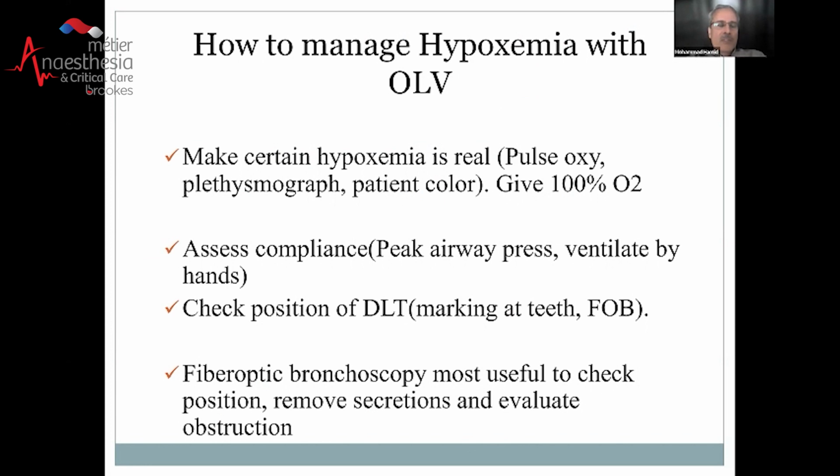So what should we do in case of hypoxia? Make certain that hypoxemia is real. Check your pulse oximeter, patient's color, give 100% oxygen. If you're not giving 100%, assess compliance and ventilate the patient, check the position of the double lumen tube, look at the marking at the teeth, and confirmation is by fiber optic bronchoscope. If you have a fiber optic bronchoscope, this is the best thing you can do in the patient with one lung ventilation. Fiber optic bronchoscopy is most useful to check the position, it helps in removing the secretion and evaluating the obstruction.